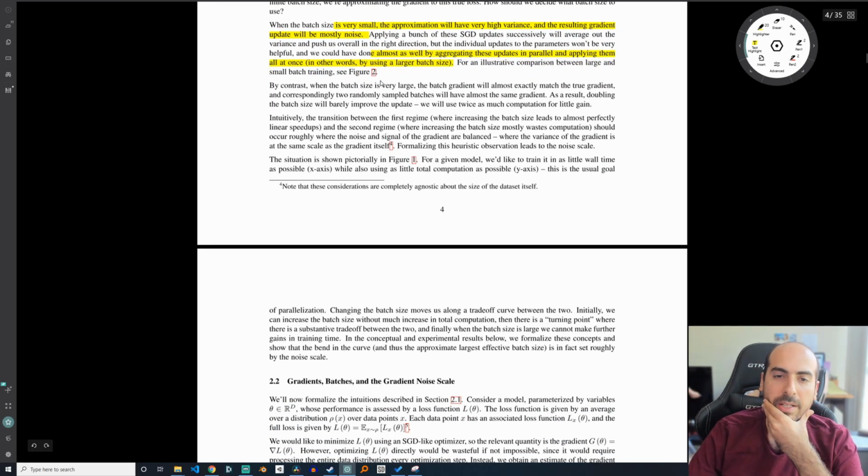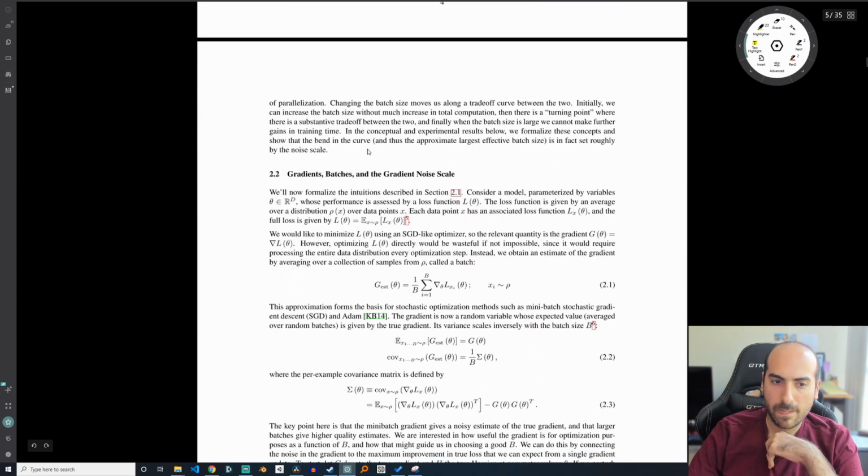By contrast, when the batch size is very large, the batch gradient almost exactly matches the true gradient, and correspondingly two randomly sampled batches will have almost the same gradient. As a result, doubling the batch size will barely improve the update. We will use twice as much computation for little gain. All right, great.